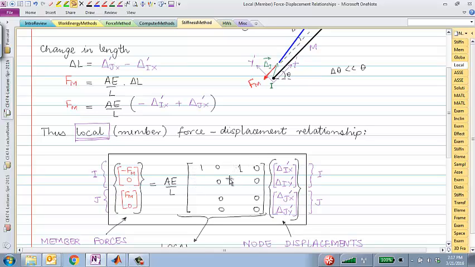And the second row is all zeros, so I'll keep these zeros. The third row is actually what we should look at. This Fm is equal to Ae over L times minus delta I x prime, so this would be 1. Sorry, what am I doing? Need to wake up. Okay, so this should be +1, this should be -1, sorry about that. This should be -1 and this should be +1.